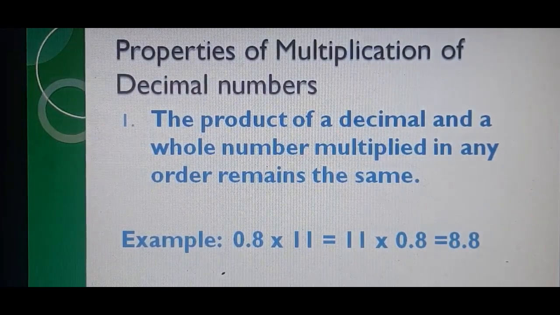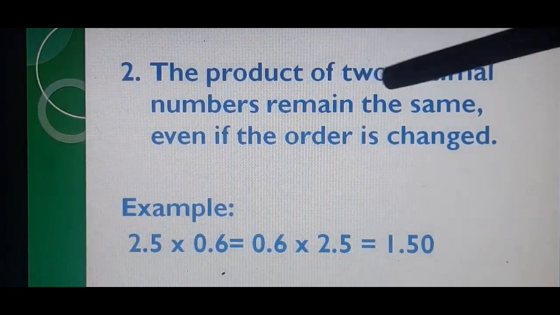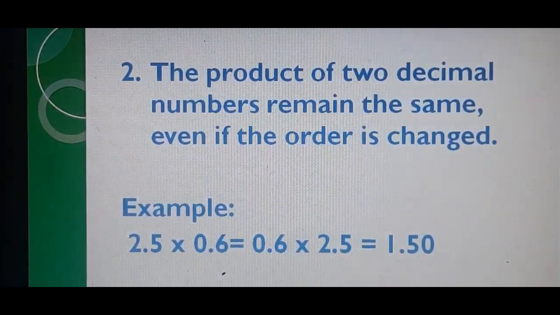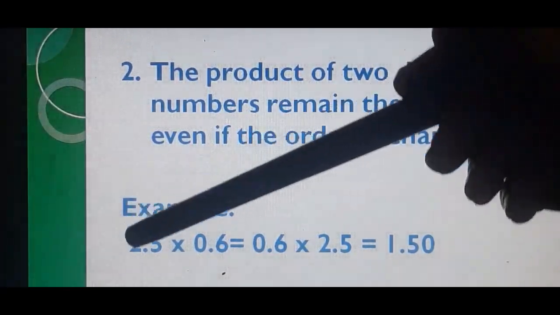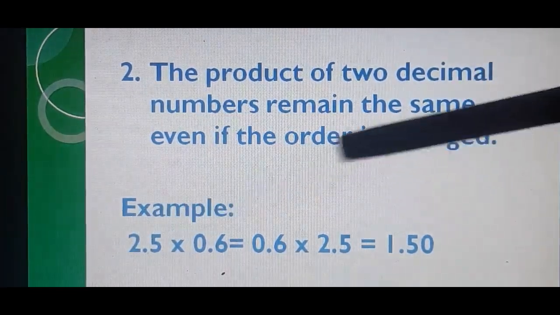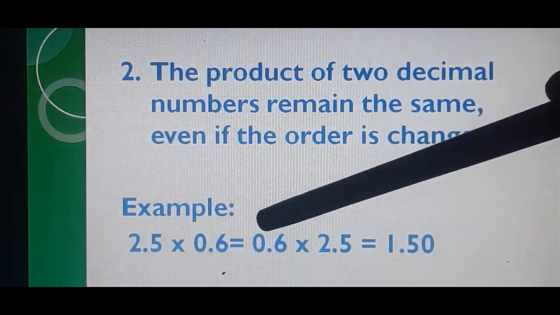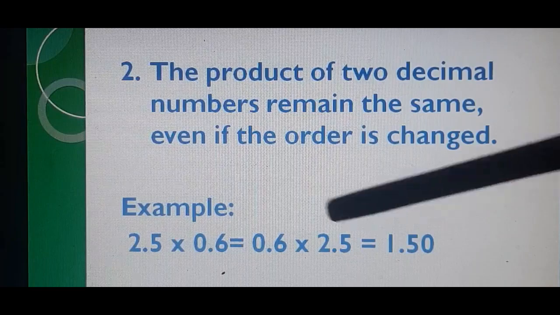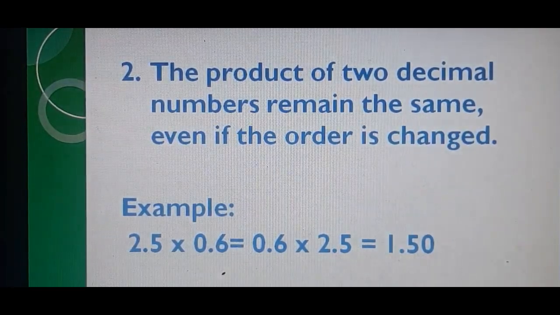The product of two decimal numbers remains the same even if the order is changed. When we are changing the order, product will not change. This is now for both, if both the numbers are in decimal form. 2.5 multiplied by 0.6 or 0.6 multiplied by 2.5. Always we are getting the product in both the cases, 1.50.